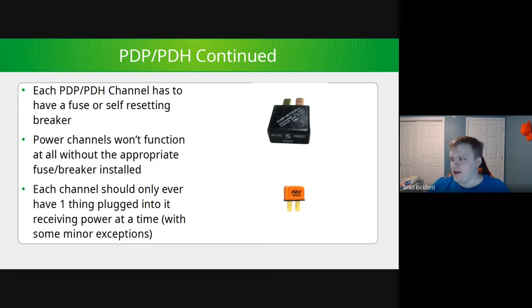Generally speaking, every channel should only have one thing plugged into it. There are some exceptions to this rule, but for things like motors, the general consensus is one motor per channel. There are some motors where you can get away with it through specific rules, but in general, you should only have one motor per channel.